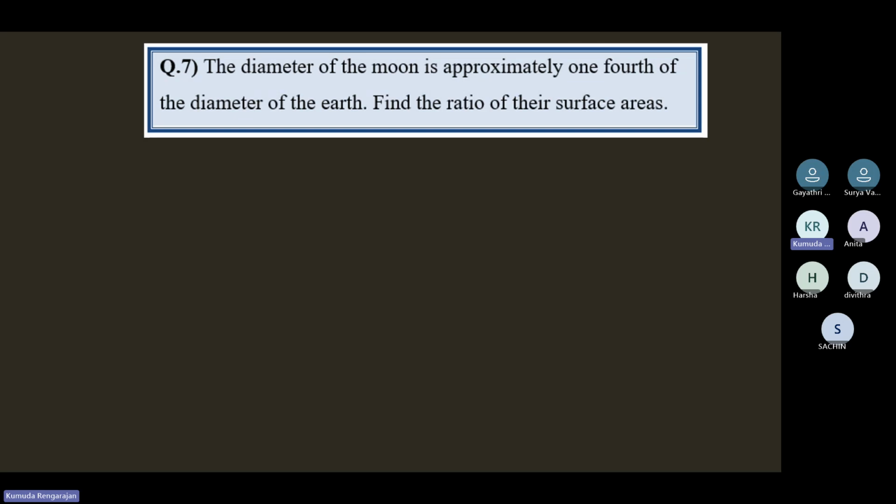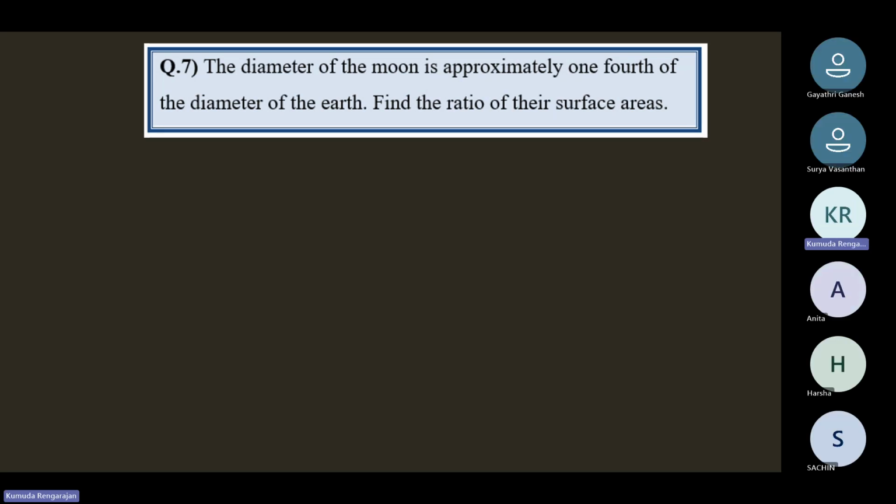The diameter of the moon is approximately 1/4 of the diameter of the earth. Find the ratio of their surface areas. Now, when we work, we have to take it as equal only; approximately cannot be worked with. So we'll take the diameter of the moon to be equal to 1/4 the diameter of the earth. Find the ratio of their surface areas.